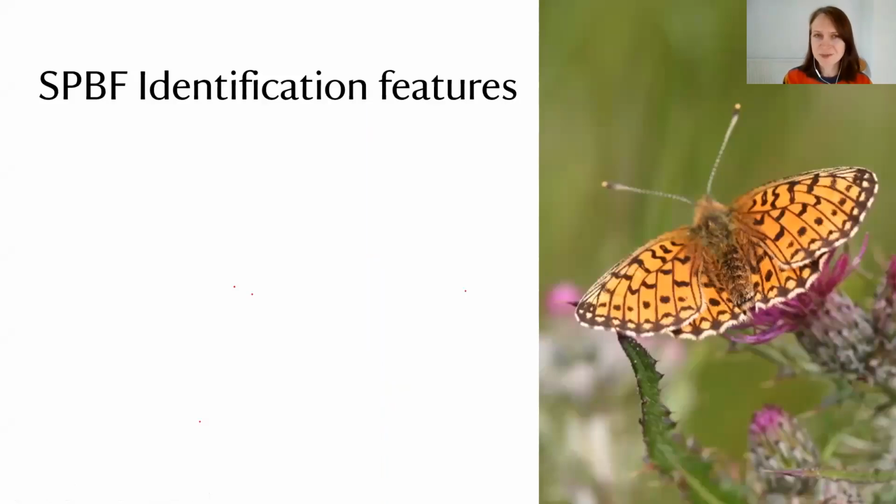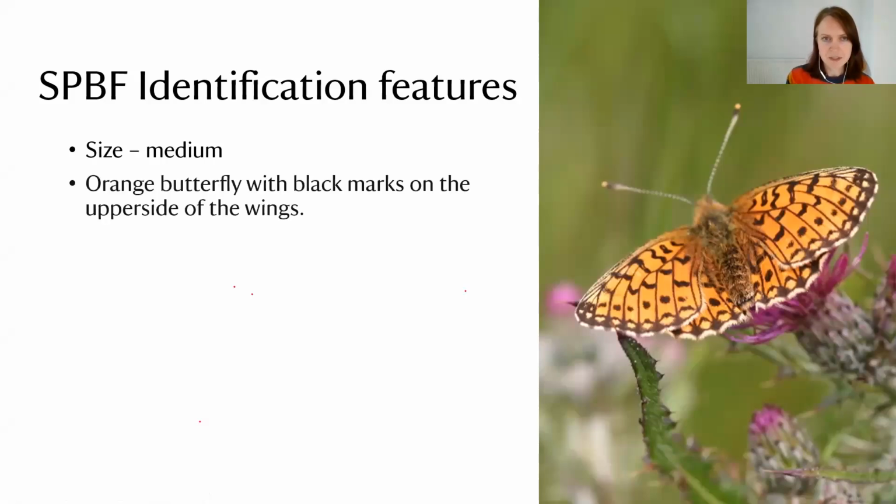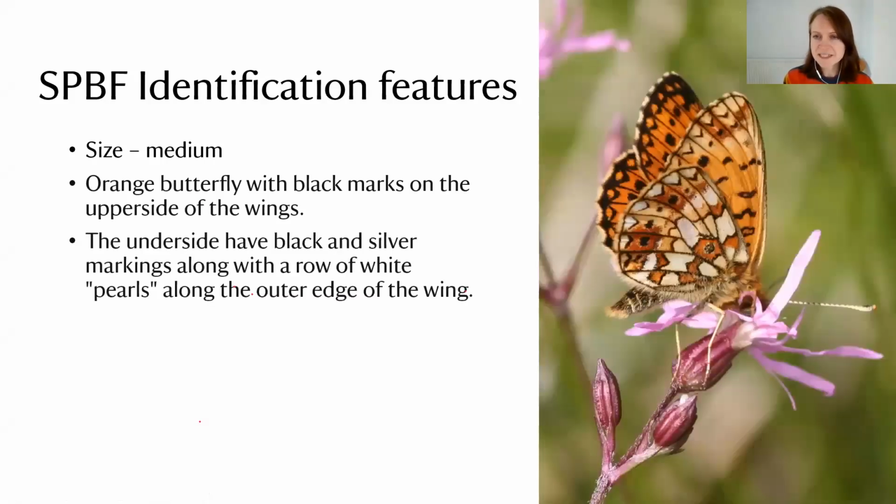So in terms of small pearl bordered identification, the size, it's a medium-sized butterfly, still with that really nice orange colour that Caroline and Rob mentioned, but smaller than dark green fritillary. As I said, it's orange, with black marks on the upper side of the wings, just as in dark green fritillary. But it's the underside really that's the key thing here. Lovely black and silver markings and this row of pearls along the outer edge of the wing, which really do stand out if you get a good view of the underside of the wing.